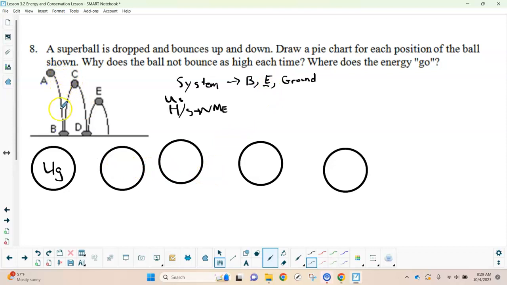When it falls, it's coming down here to point B. At point B, I'm going to say it's actually stopped, and it's compressed at that place. So it's changed into US, but it's also hit the ground, and there's some heat and sound, so it has the non-mechanical energy. With non-mechanical energy, one of the things is that it's not easily transferred back into usable energy or mechanical energy. So that's why when it bounces up, it is not moving as much.